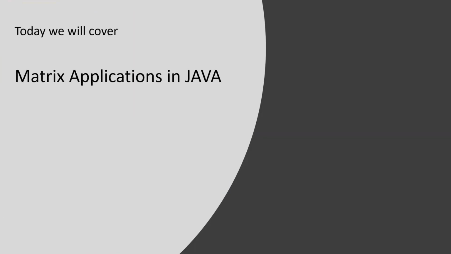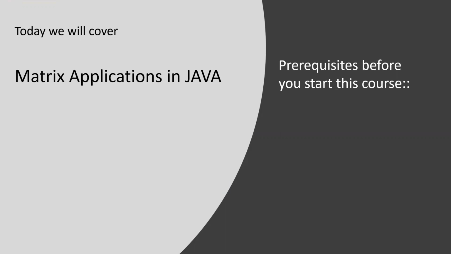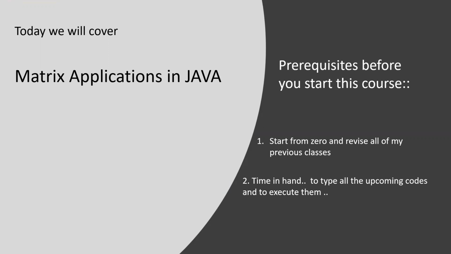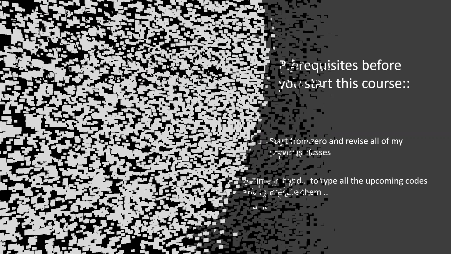If I want to jump quickly into the topic today, that is matrix application in Java. We have already covered the basic operations of the matrix. As a prerequisite, you have to go through the previous class of matrix, where I have shown how to deal with the matrix, how to take input, how to print them and all. You also have to go through all of those exercises, and the exercise links are available in the detail section of this video, as well as at the end of the class.